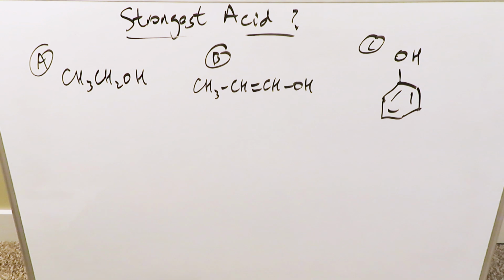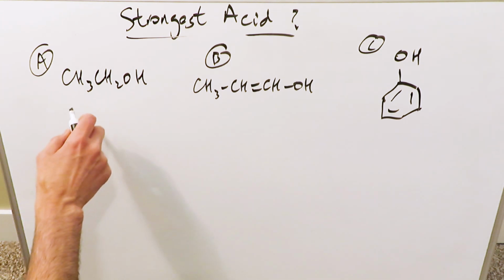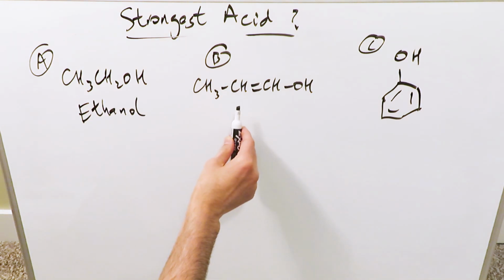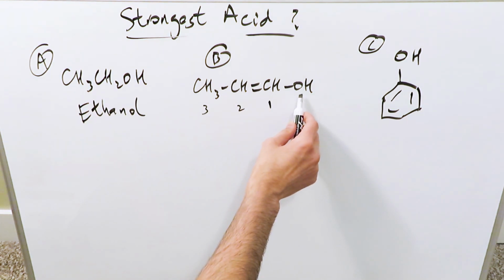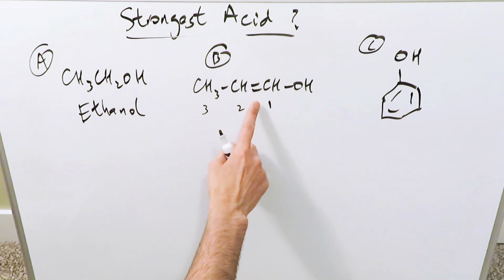When we're looking here at compound A, CH3CH2OH is ethanol. We can write it out. It's ethanol. When you look over here, you have 1, 2, 3, and you'll number it in this way. The hydroxyl carbon is precedent over the alkene.